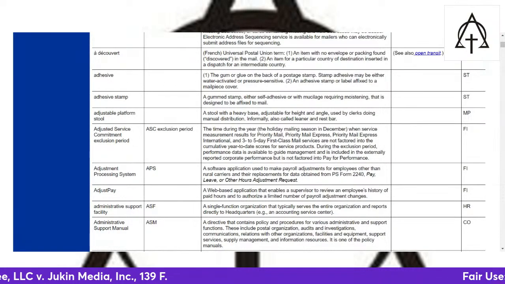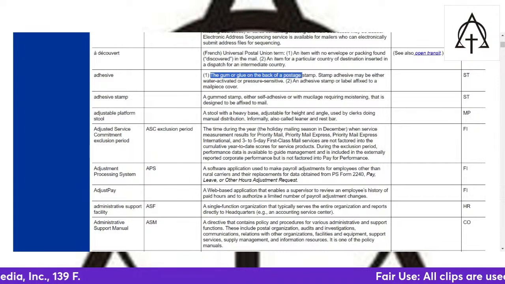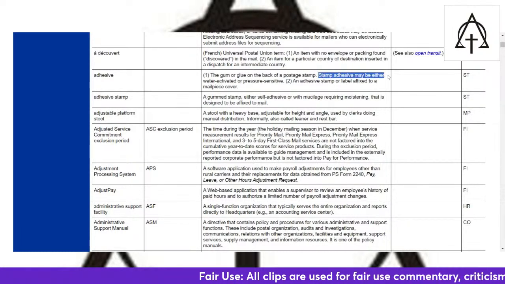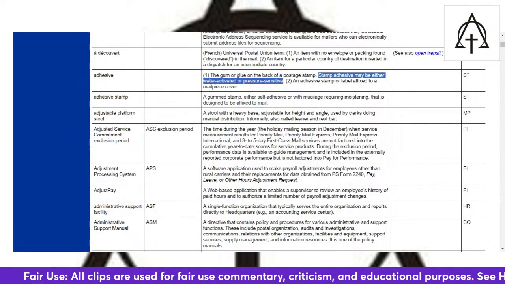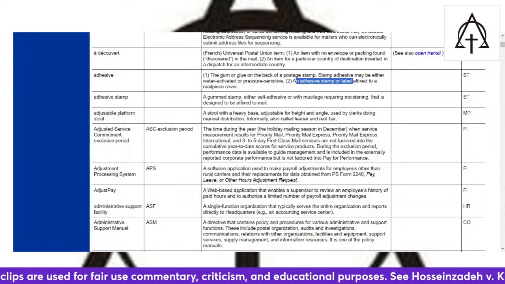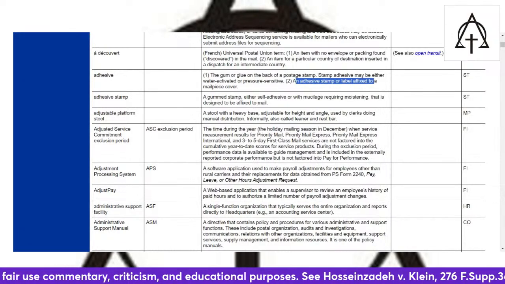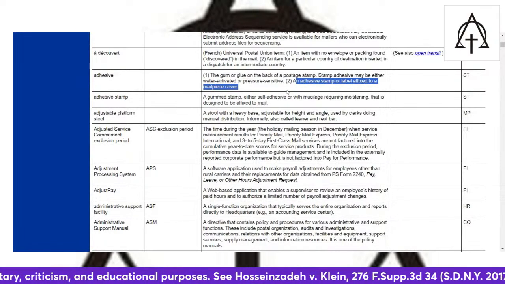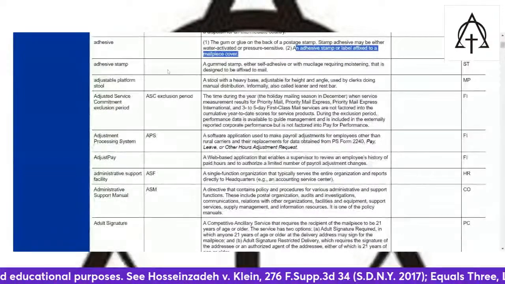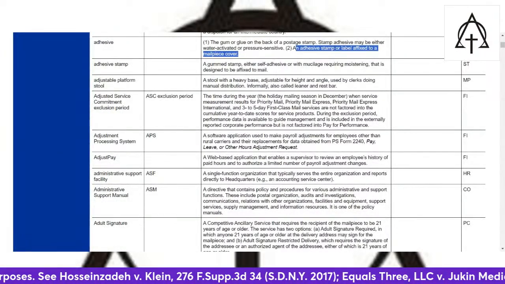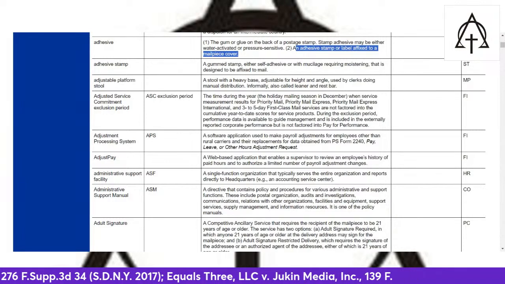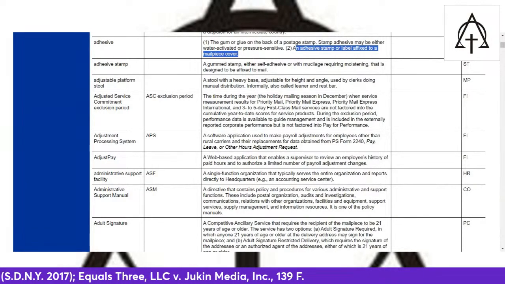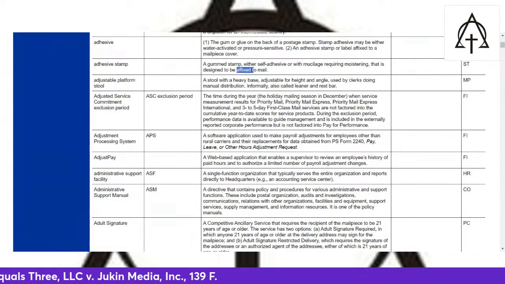Adhesive. The gum or glue on the back of a postage stamp. Stamp adhesive may be either water activated or pressure sensitive. An adhesive stamp or label affixed to a mail piece cover. Adhesive stamp, a gum stamp, either self-adhesive or with mucilage requiring moistening. That is designed to be affixed to mail.